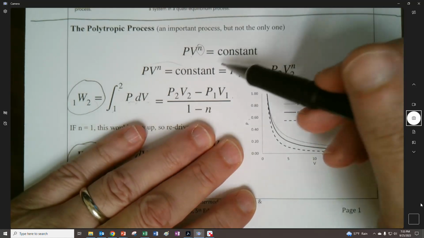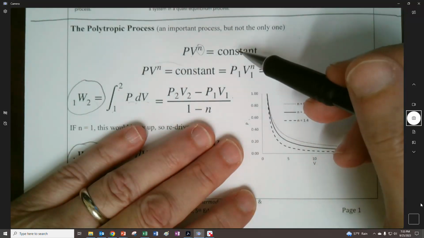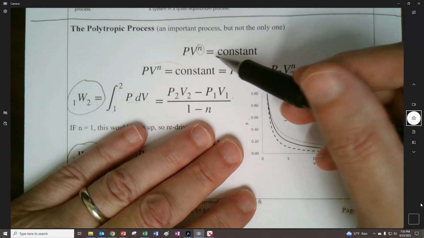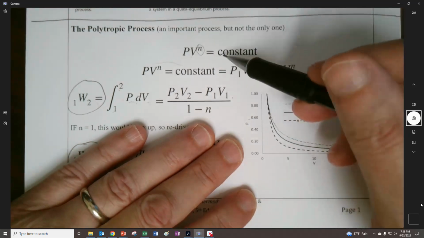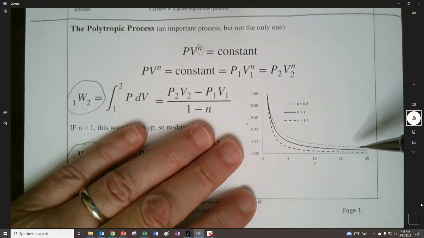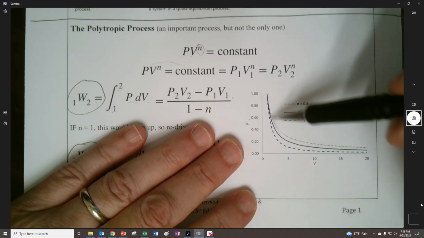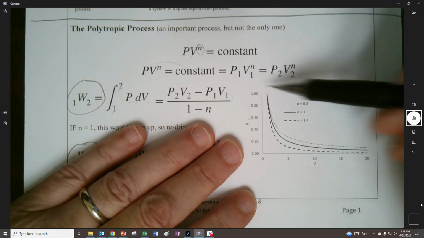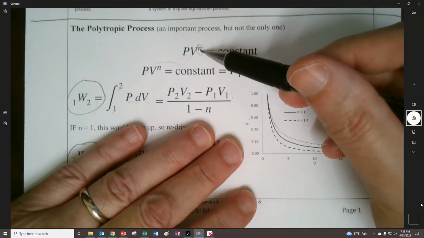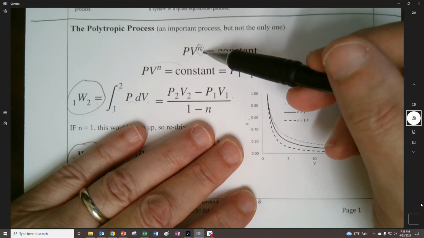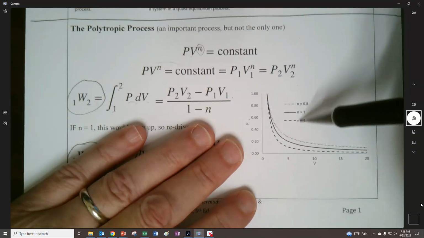And noticeably, this is for an ideal gas, but it doesn't have to be an ideal gas. It's really just describing the behavior of going from one point to another point. By the way, we could go in the other direction too, either positive or negative. And whatever you might have here as your exponent, that exponent will change the shape.